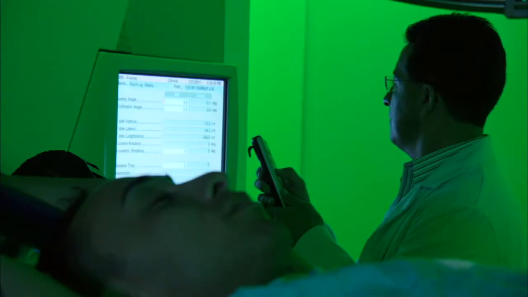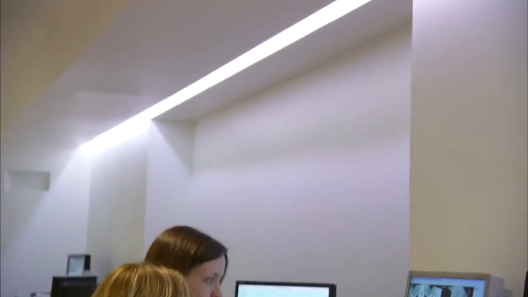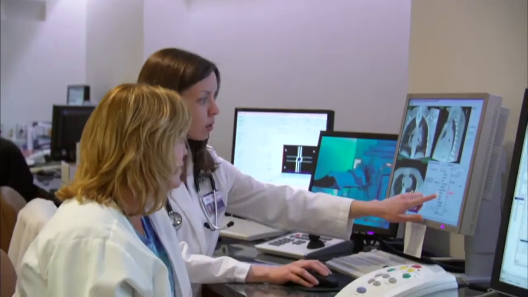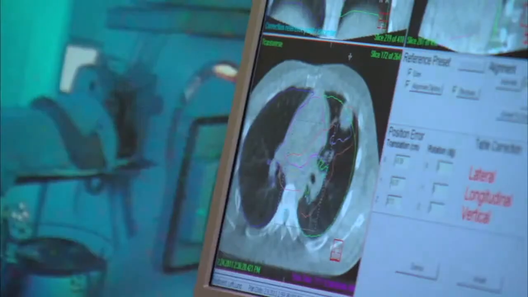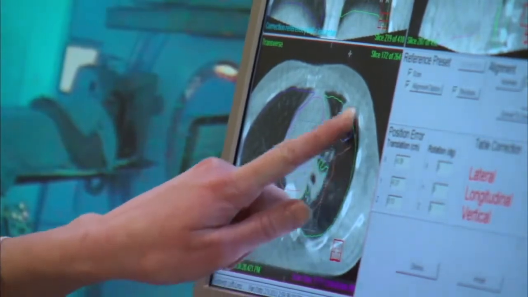Before each treatment session, another set of images is taken to compare with the initial scan. This step helps verify that every detail is correct before beginning your radiation treatment.